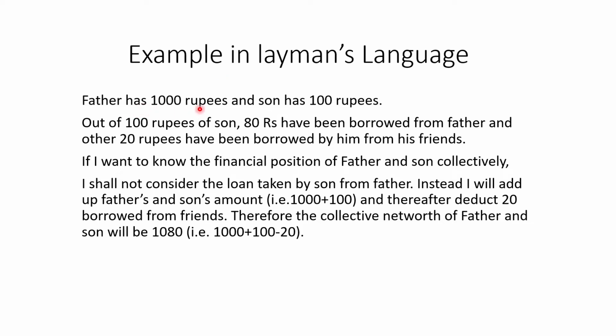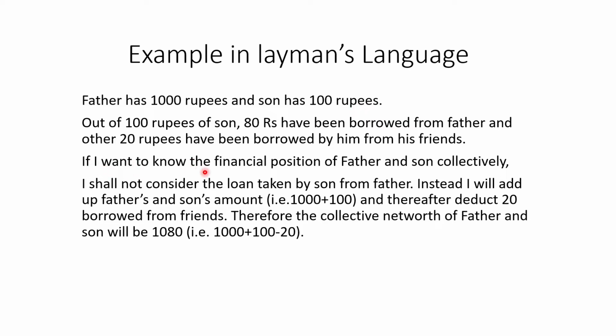Suppose father has 1000 rupees and son has 100 rupees. Out of the 100 rupees of son, 80 rupees have been borrowed from father and 20 rupees have been borrowed by him from his friend. Means son has collected 100 rupees by borrowing 80 from his father and 20 from his friend.